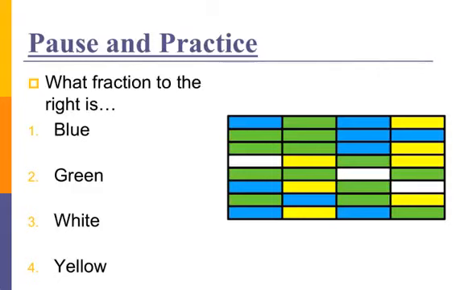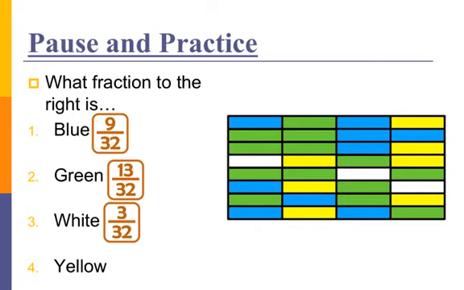So let's review our answers. We had to find different fractions for the colors to the right. So number 1, what fraction is blue? 9/32. Number 2, what fraction is green? 13/32. Number 3, what fraction is white? 3/32. And number 4, what fraction is yellow? 7/32.